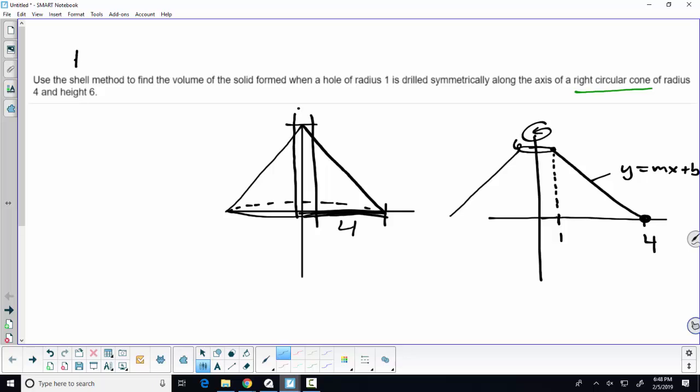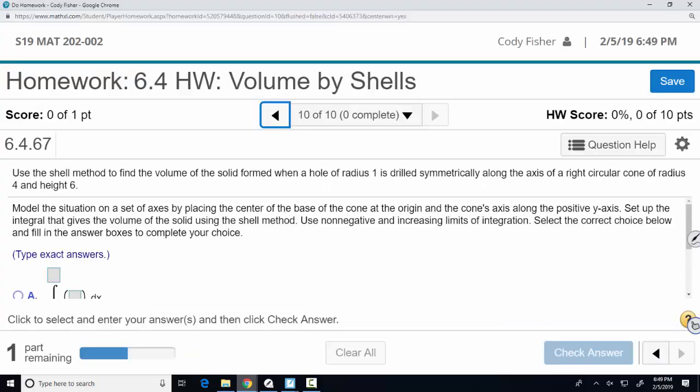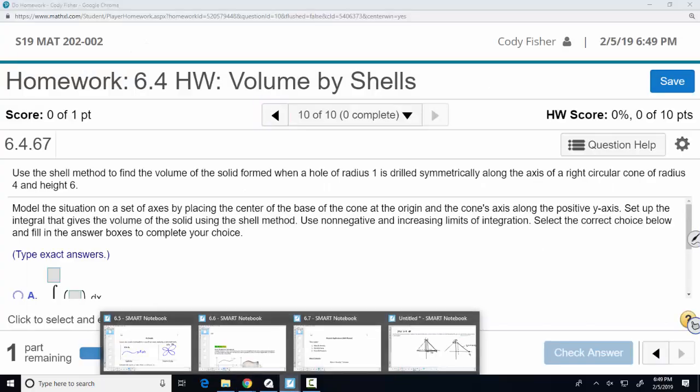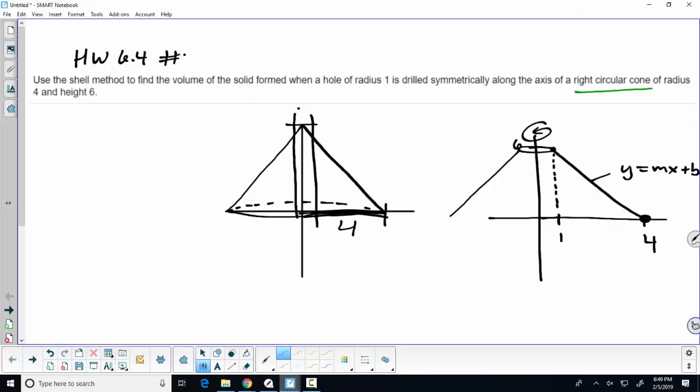Is this homework 6.4? What was the number? What was it again? 13? Yeah. I don't know. 10. It was the last one. And number 10. Any other questions on the homework?